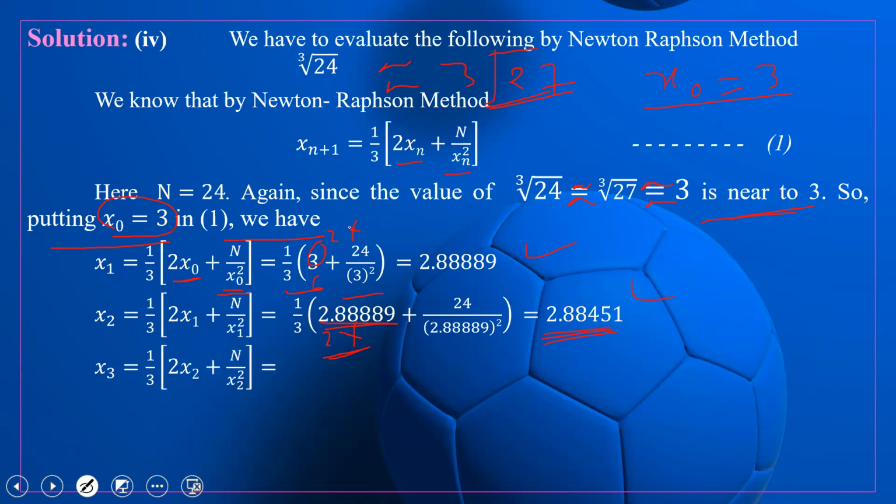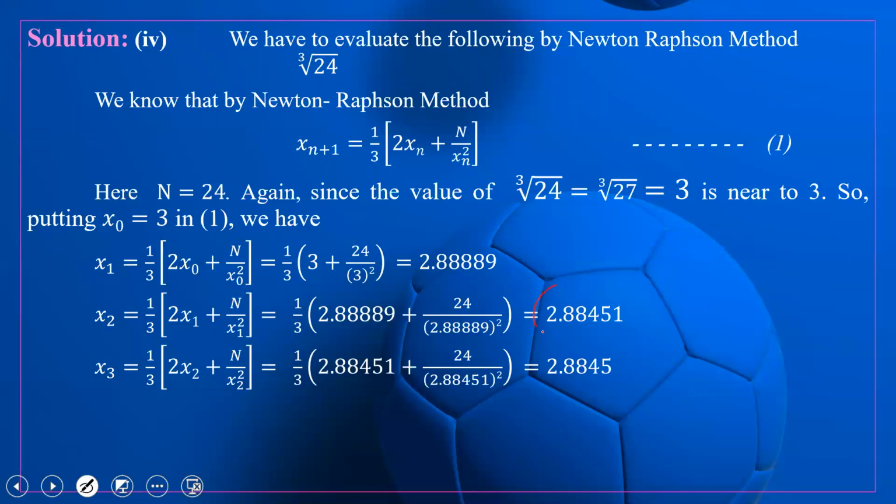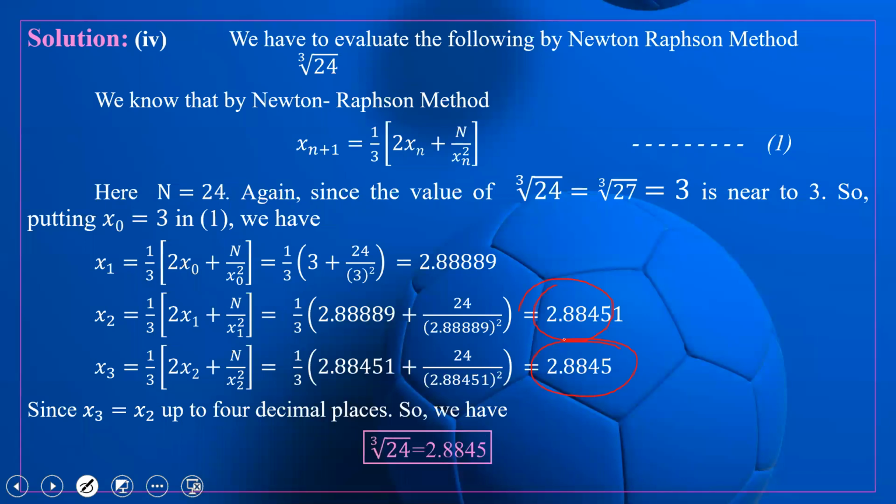Similarly, x3 is equal to 1 upon 3 times (2x2 plus n upon x2 square), 2 times x2 plus this, and we are getting 2.8845. Just look here, it is 2.8845. So x3 and x2 are the same up to 4 decimal places. So we have the cube root of 24 equal to 2.8845.